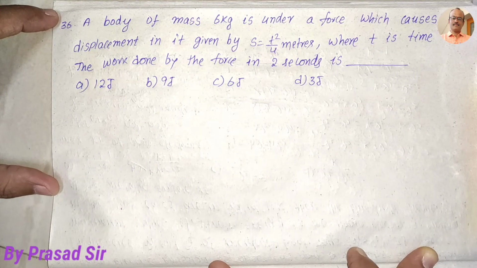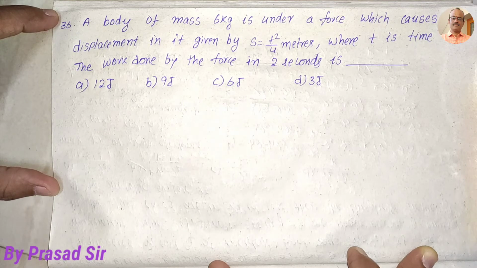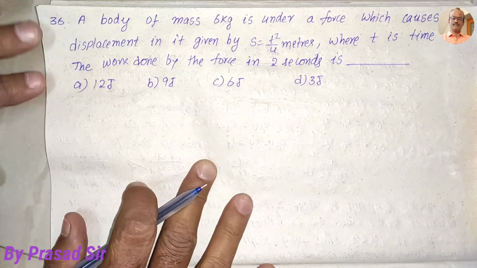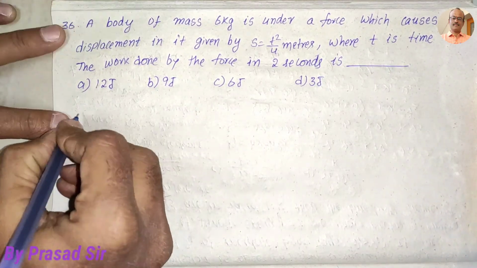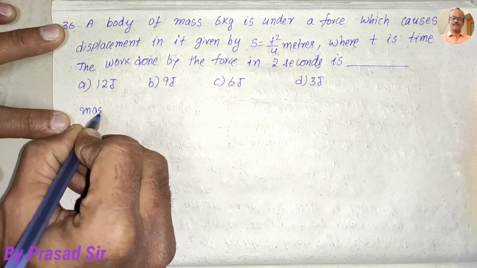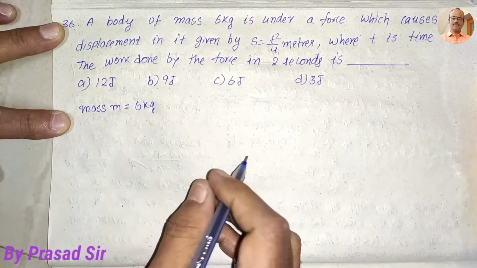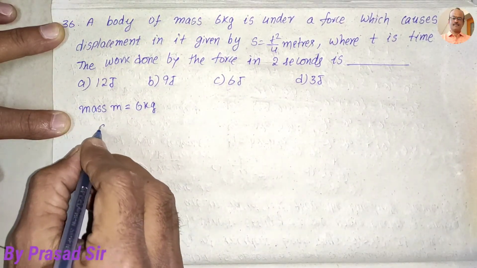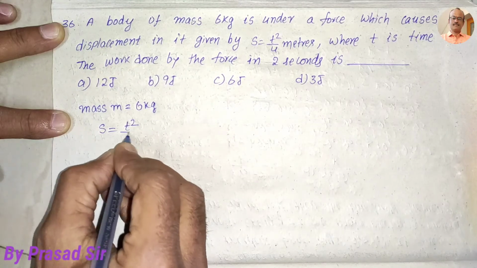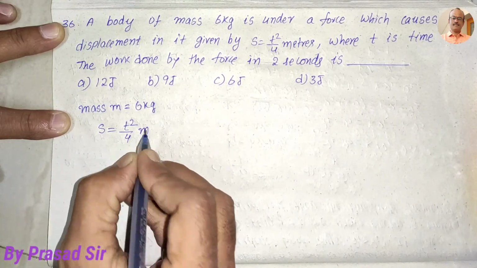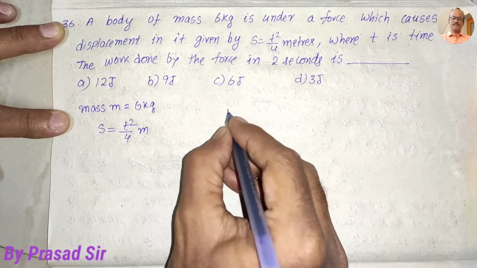Here the question number 36. A body of mass 6 kg is under a force which causes displacement in it given by s equal to t² by 4 meters, where t is time. The work done by the force in 2 seconds is how much, to be calculated. So first of all, a body of mass is given, mass m is equal to 6 kg under a force having the displacement s is equal to t² by 4 meters, and which one do we want to calculate here?